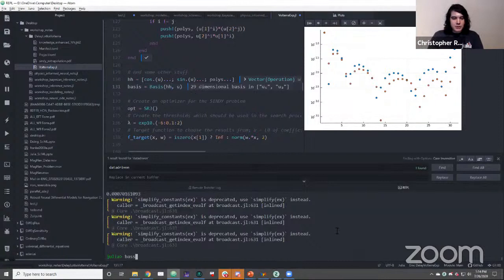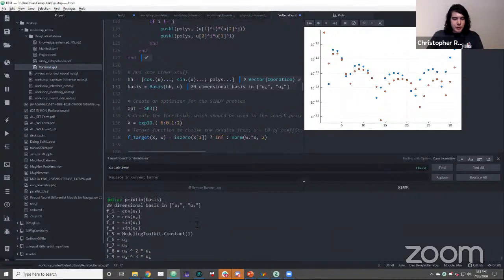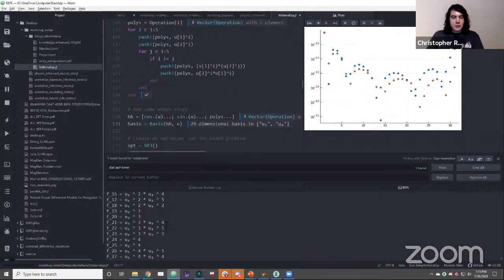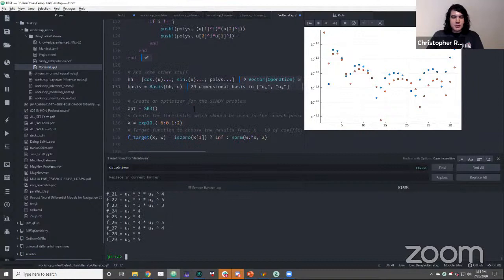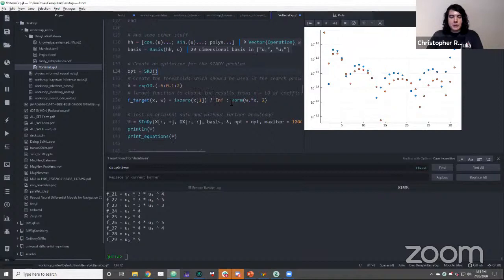So let me print out what the basis looks like. If you do a println on the basis here, you'll see that the possible functions I'm looking for are linear combinations of cosines and sines and these higher order polynomials, because this is what I specified in this loop. I just created a whole array of all these different symbolic expressions and basically said, let's find out what the right-hand side is in terms of these functions. So now we can create an optimizer for the SInDy problem.